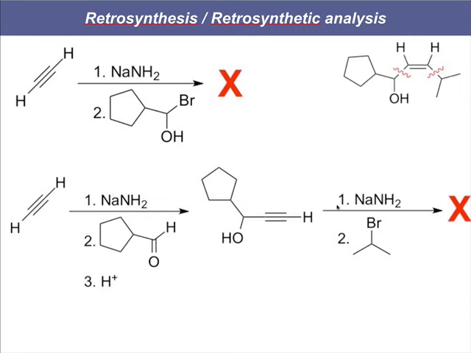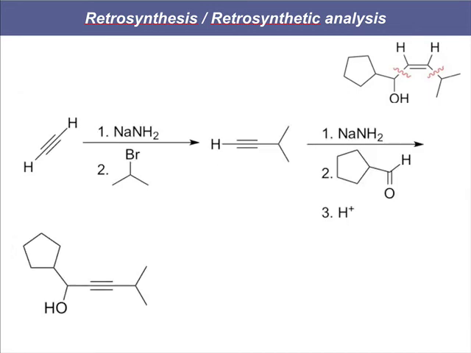But the problem isn't the substrates, and the problem isn't the synthons or the retrons. The problem is the order. Notice that the problem here is the alcohol. We're making the alcohol first and then trying to deprotonate the acetylenic hydrogen. So what if we switch the order around? What if we first put on the isopropyl group?